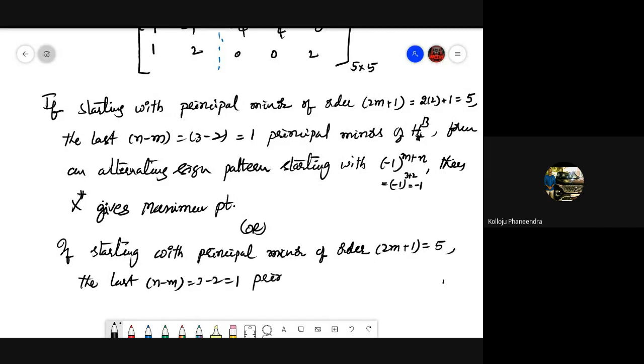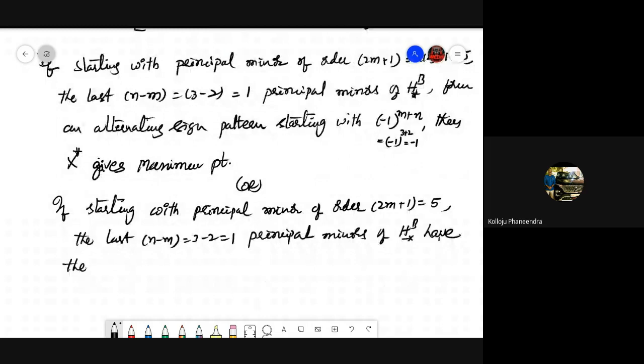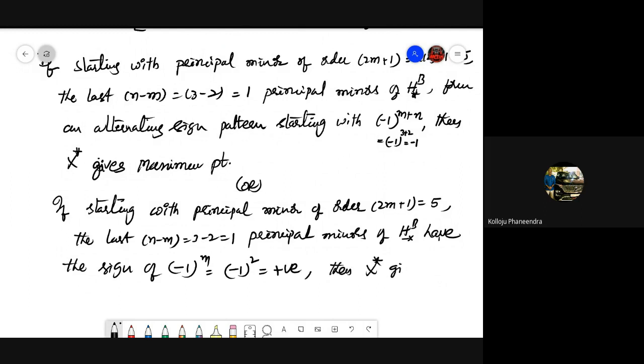Principal minors of HB star have the sign of minus 1 whole power m. Minus 1 power m, where m is the number of constraints, is positive. Then x star gives the minimum point.